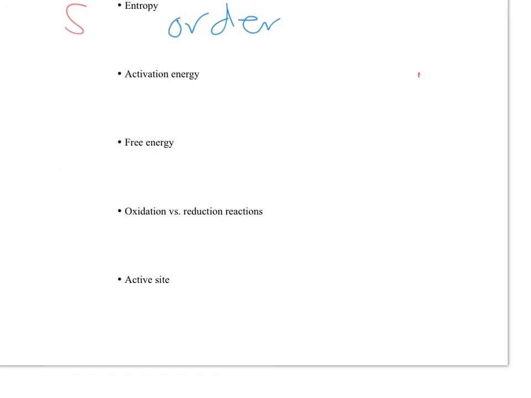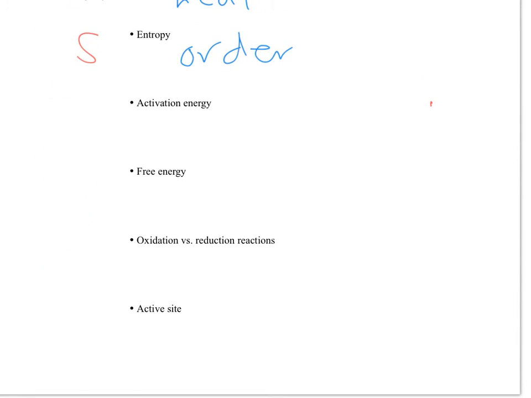Okay, moving on, finishing up enzymes. Activation energy is the energy that is required to start a reaction. Activation energy is going to be lower if there is an enzyme present. Free energy is represented by the letter G. It just represents the amount of energy that is available to do work.